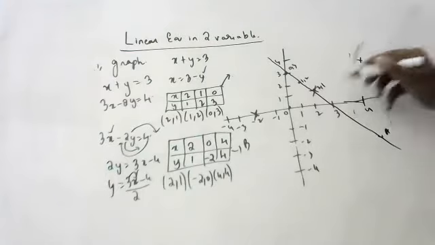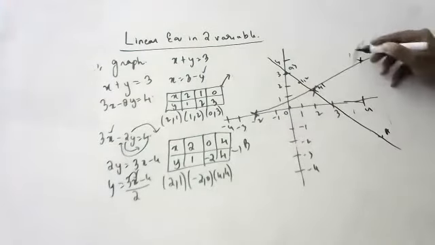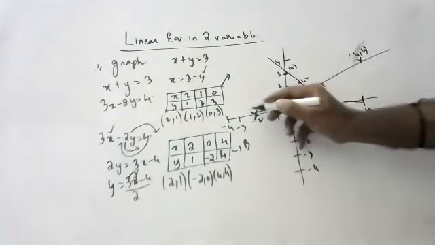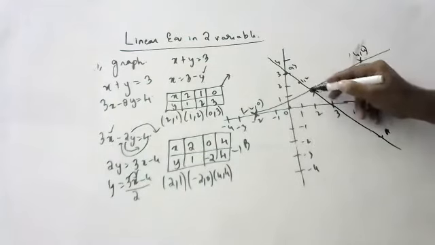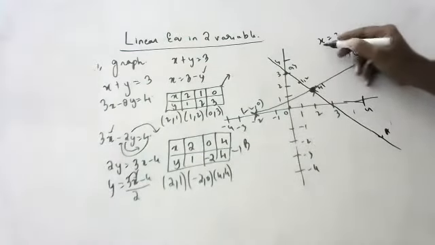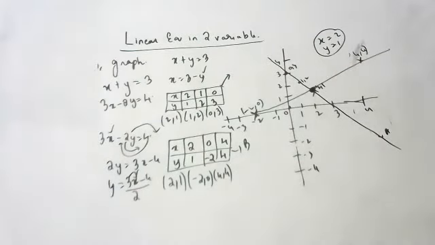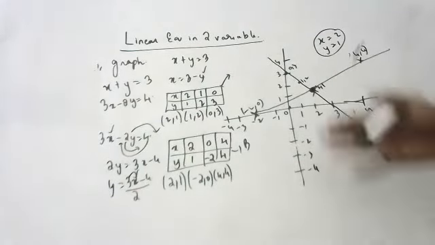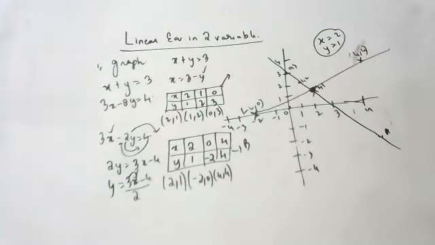Okay. 4 comma 4. So if you draw, children, it will come somewhat like this. It is a straight line. This is 4 comma 4. This is 2 comma 1. This is minus 2 comma 0. Remember, wherever they are meeting, that is the value of x and y. Means without solving, you did it with the graph. So the value of x and y is 2 comma 1.